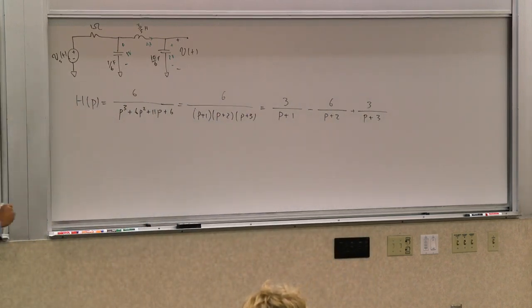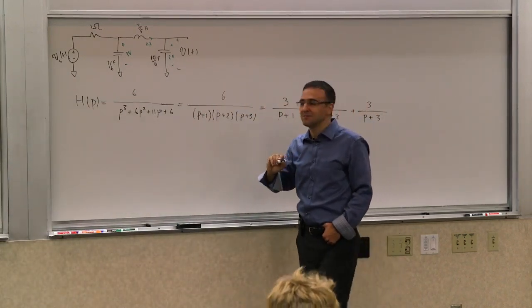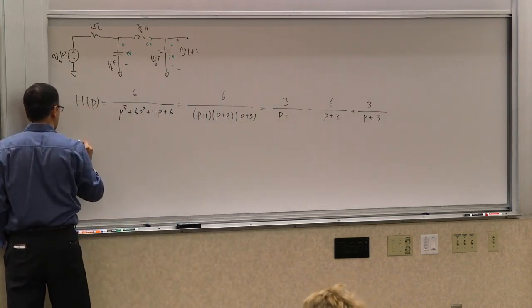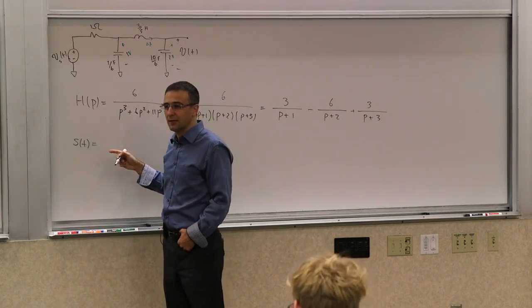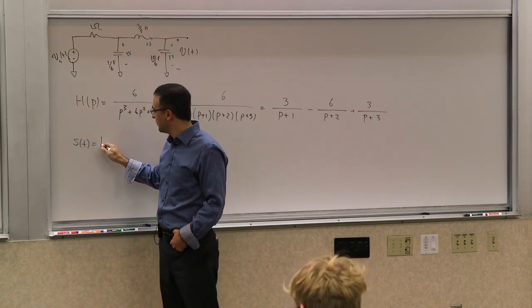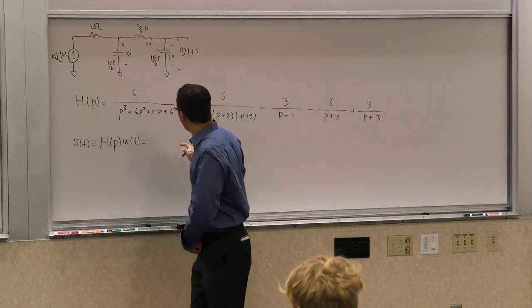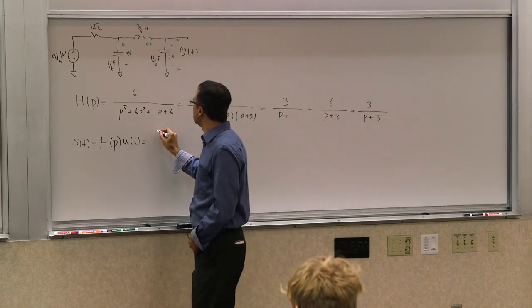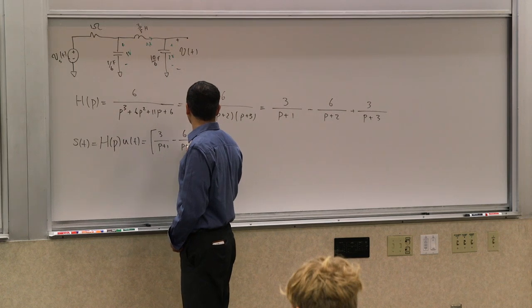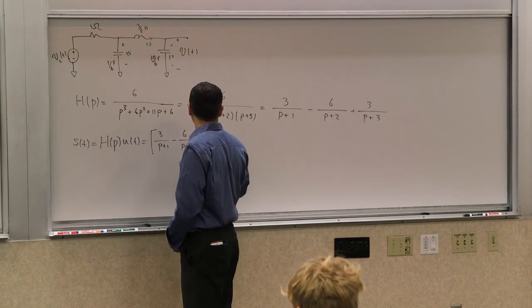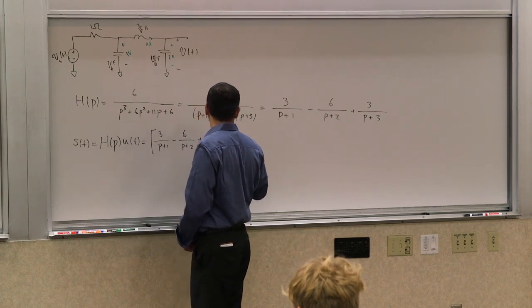Yes. So if I ask you, what is the step response of this system, right? What is the step response, s of t, using h of p? If I want to express it in terms of h of p, is h of p operating on what? On u of t. So now I have to have this h of p operating on the u of t. So I get 3 over p plus 1 minus 6 over p plus 2 plus 3 over p plus 3, operating on u of t, not times.